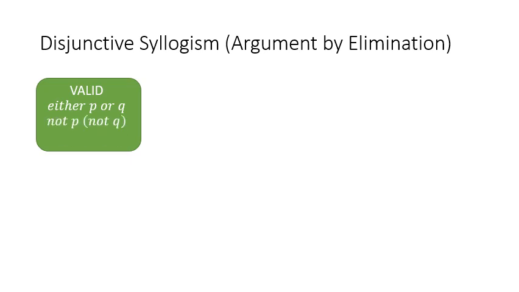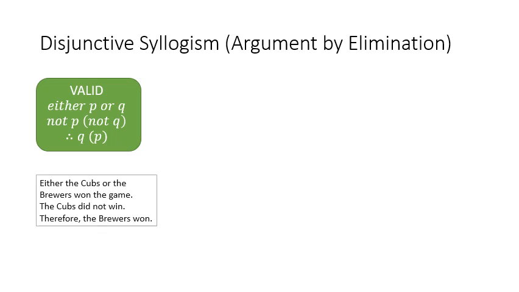So if we have not P or not Q, depending on which thing gets eliminated, then you get to infer the other thing, right? So if you have not P, you're going to get Q. If you have not Q, then you're going to have P. So just argument by elimination. You have 2 options. One of them has to be true. So if you know one isn't true, then the other one has to be true.